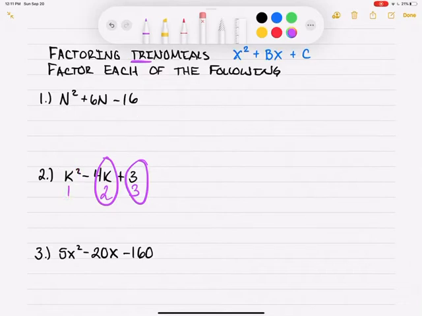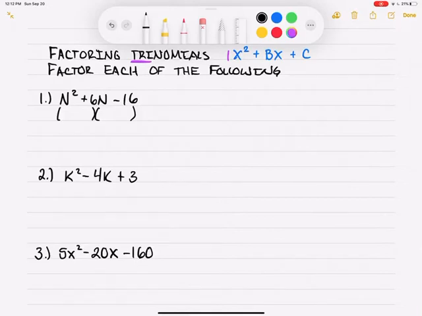Trinomials that are in the form of x squared plus bx plus c don't have a number or a coefficient out in front. The only coefficient there is a 1, and this makes it very easy to factor these expressions. If you remember factoring by grouping, every single one of our factored answers was the product of 2 binomials, meaning one group times another, right? So that's exactly how our answer should look here as well.